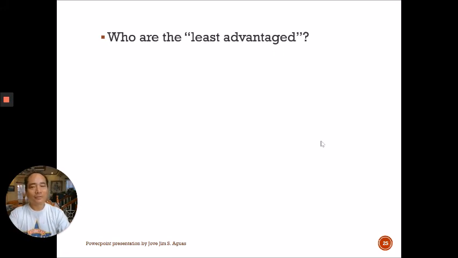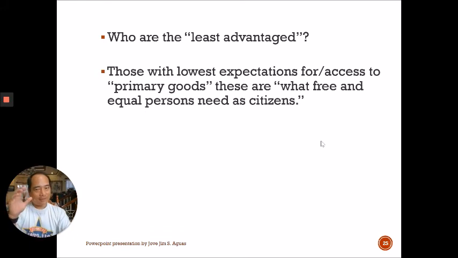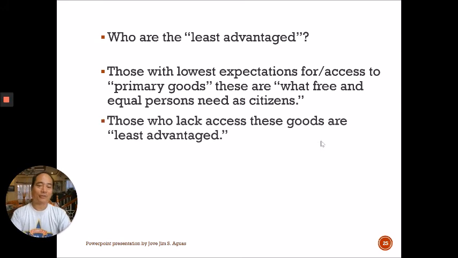So the question is, who are the least advantaged? Again, we are talking in the general sense. These are those with the lowest expectations for or access to primary goods. What are these primary goods? These are what free and equal persons need as citizens. So let's be more specific. What are the primary goods? Those who lack access to these goods are the least advantaged. So what are these?